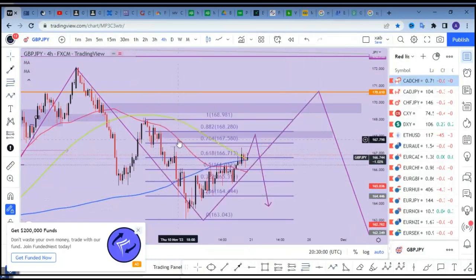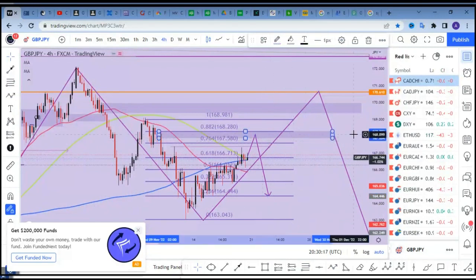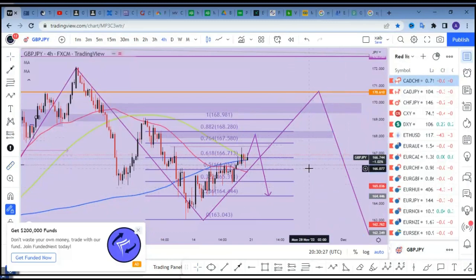Yes, so this is around the 764, and this is around the 82. So if price comes this way and then drops, it's still all good. We could quickly scale out. Yeah, we could get about 350 pips off of that move if it plays out accordingly.